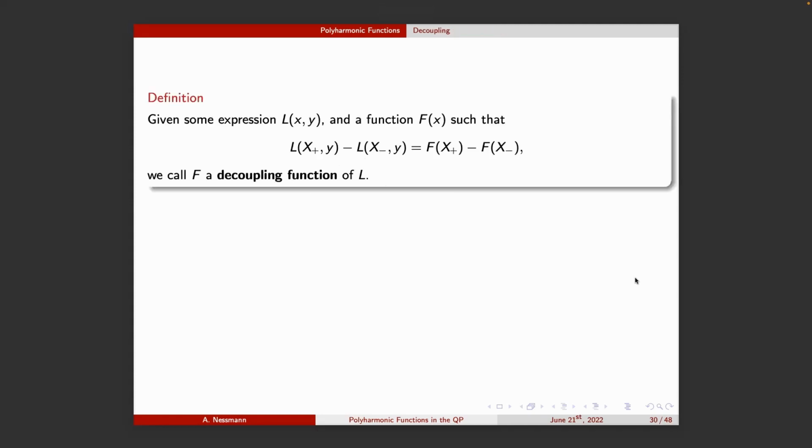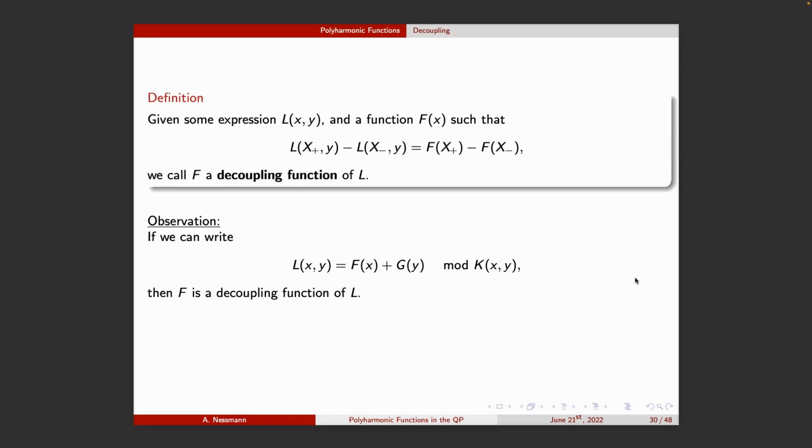And this is in fact very closely related to the invariance that Mihai was talking about in the morning. We call the function with this property a decoupling function. And this name comes from the fact that if, modulo the kernel, we can write L of xy as terms in x plus terms in y, then one can check immediately by plugging in x plus and x minus that this is a decoupling function. So all we need to do in order to compute polyharmonic functions is find a decoupling function of these very specific expressions here.